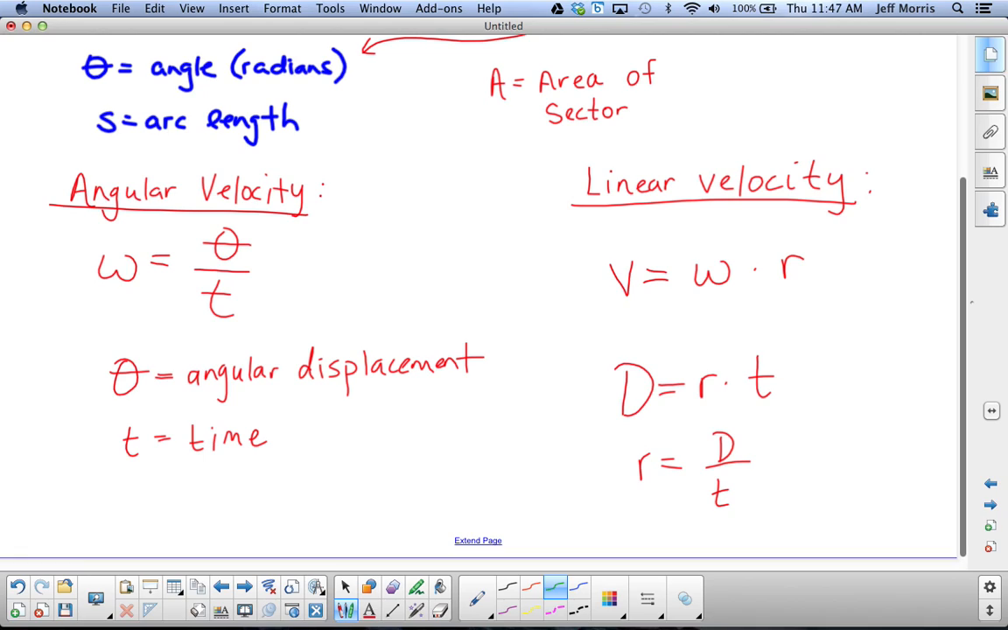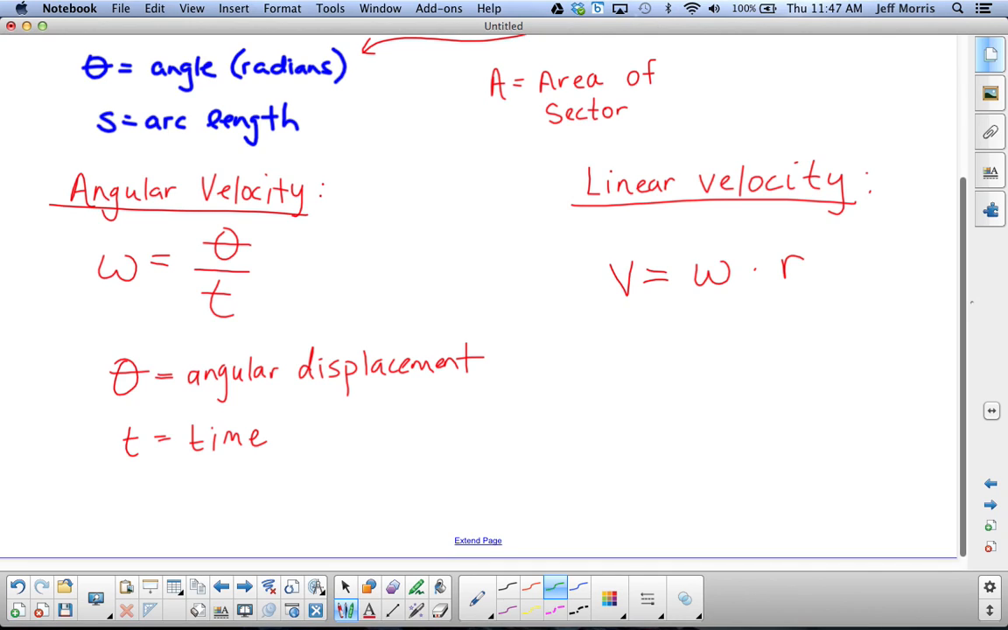Well, what's linear velocity? Linear velocity is a little different. Linear velocity is v equals omega times r. What I'm saying is I'm taking angular velocity. Don't worry, I'm going to explain a little bit more of this. I'm taking how fast the wheel's spinning, and I'm multiplying it by the radius of the wheel, or the radius of the circle. What this is going to translate into is linear velocity.